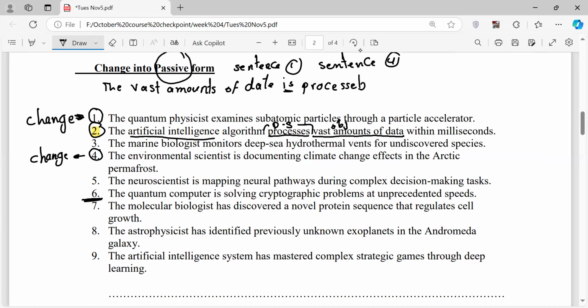Only you finished. If you want to say "by the artificial intelligence algorithm," okay, it's optional. This is the first sentence, which is number 2. And let's do number 5.